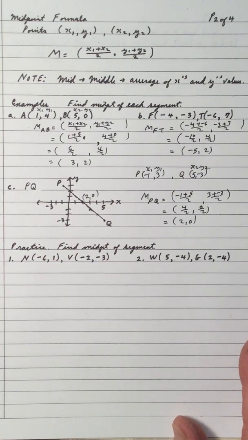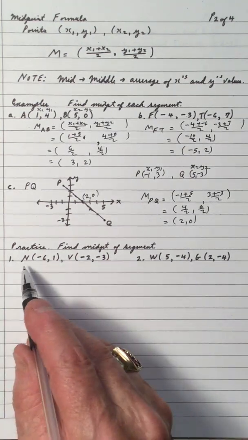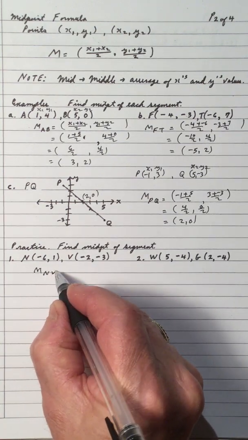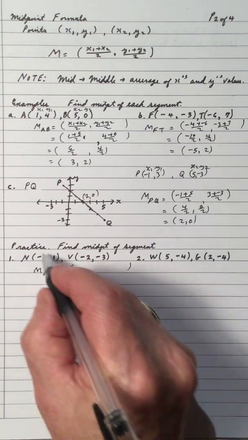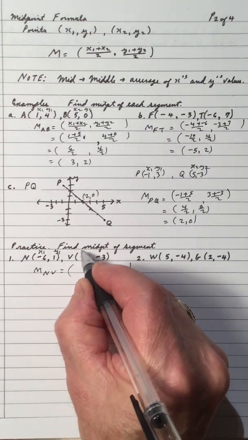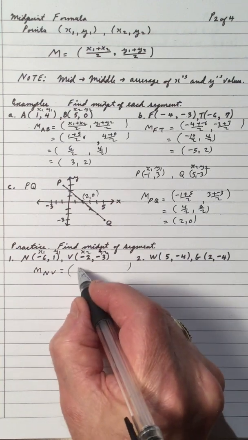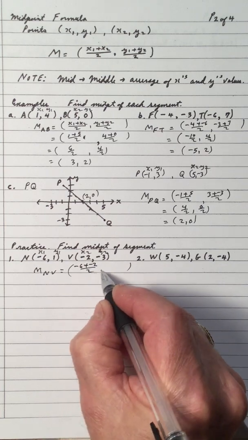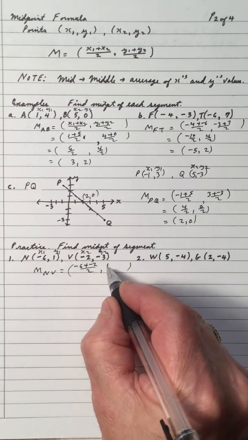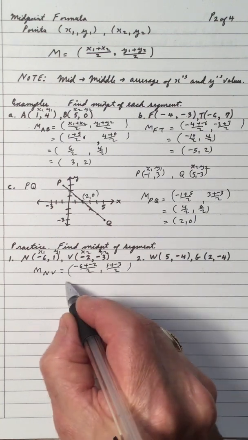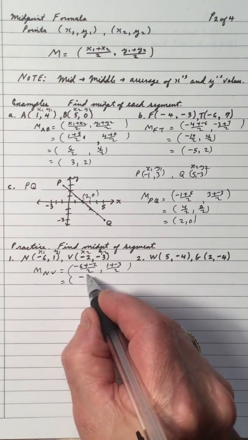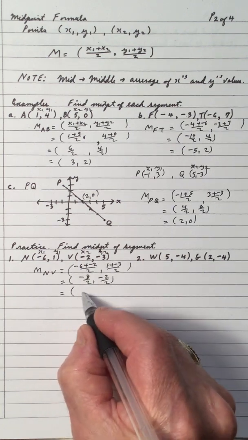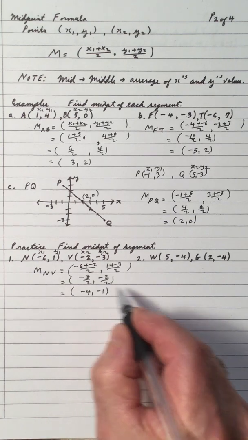And we have a practice session here, a couple of problems. Find the midpoint of the segments. So the midpoint of NV, and here we go. This is x1, y1, x2, y2, and so we have negative 6 add on negative 2 divided by 2, and 1 add on negative 3 divided by 2. That's negative 8 over 2. That's negative 2 over 2, and that gives us negative 4 and negative 1.